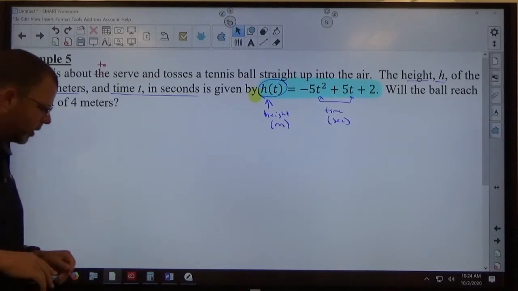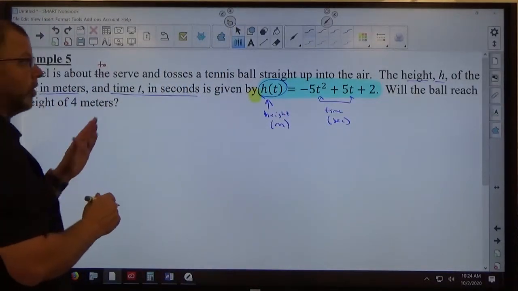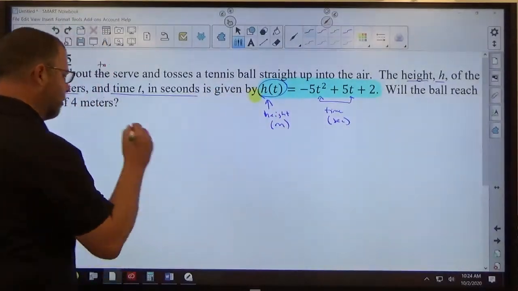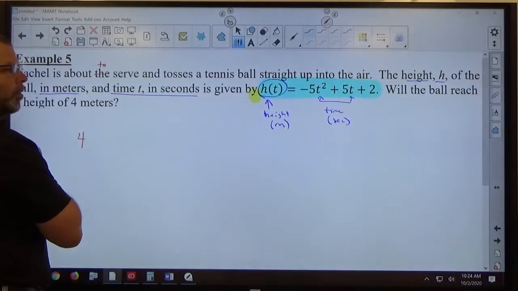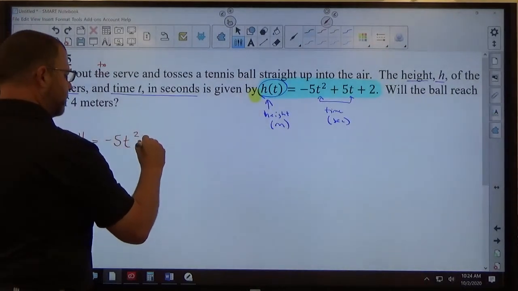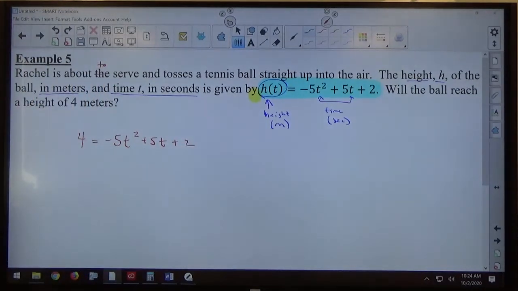All right. So if we take a look at this one, it says, will the ball reach a height of 4 meters? In other words, is it possible using this function to get h to equal 4 meters? So I'm just going to change h to 4 meters, like so. And my task here is to solve for t. Now, they're not asking when it happens. They're asking, is it possible for it to happen? It's possible if this thing has real solutions.